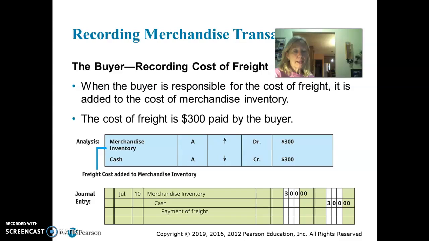So remember, merchandise is an asset. It's all the things that you're selling. It's those TVs. Those TVs now are worth more because we had to pay freight on them, if you want to think of it that way. So merchandise inventory is going to go up by $300, and you're going to pay for the freight. It's separate. It's paid to the freight company. It's not really part of your business with Sony. What you did is hire a trucking firm to bring you the merchandise. So the merchandise has to go up in value because you had to pay that, but your cash is going to decrease because you had to pay for that product to be shipped. Okay, so remember that one.